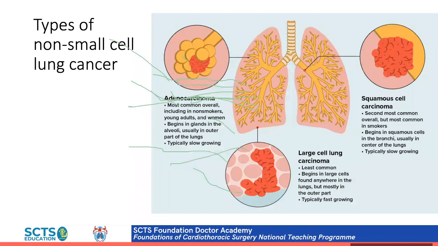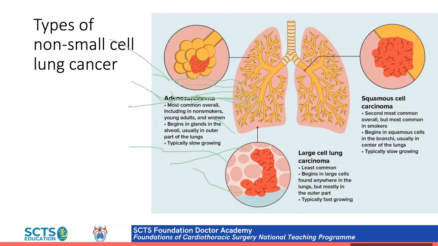So non-small cell lung cancer is what is operated on most commonly. It's divided into groups of adenocarcinoma, squamous cell carcinoma, and large cell lung carcinoma. Now, adenocarcinomas are most common overall nowadays. It includes also non-smokers, and I think as a percentage, we see a lot more younger adults who are non-smokers and develop adenocarcinomas nevertheless.